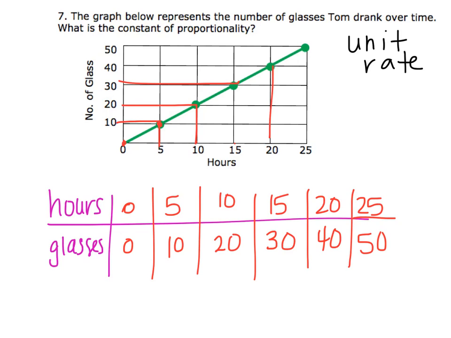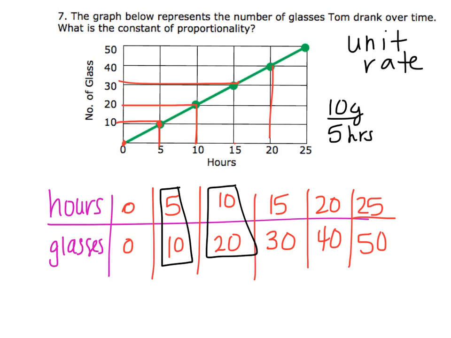Well, I can see in 5 hours, he drinks 10 glasses, right? 10 hours, he drinks 20 glasses. Well, I want to know how many glasses does he drink in just 1 hour. Okay, so let's kind of think about this. So he drinks 10 glasses in 5 hours. I want to know how many does he drink in just 1 hour. If I do 5 to get to 1, it's divided by 5. So 10 divided by 5, that gives me 2. So he drinks 2 glasses per hour.